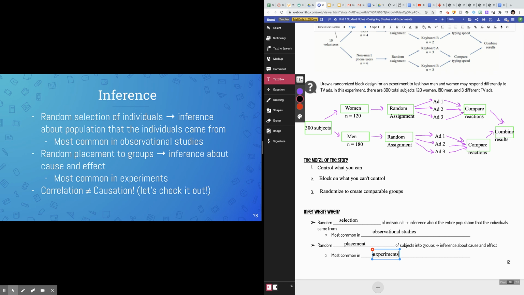And then if we have enough people, then we can distinguish the effects of the treatments from just those chance differences, right? So the random placement of subjects into groups is what allows us to infer things about cause and effect, that our treatment is actually what's causing the changes that we see in the response variable and not just random chance. All right.